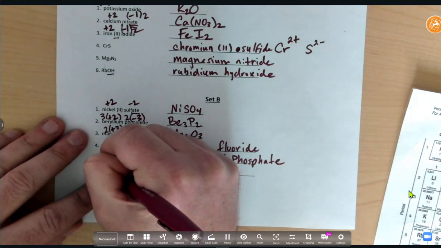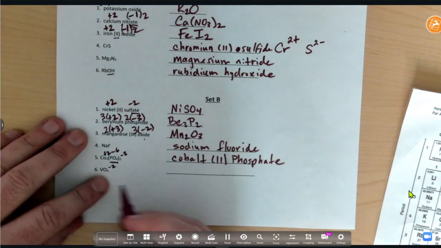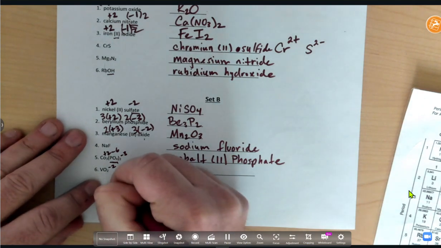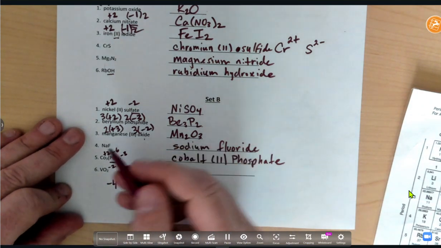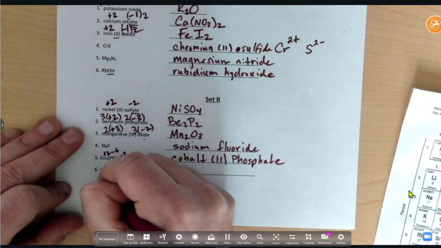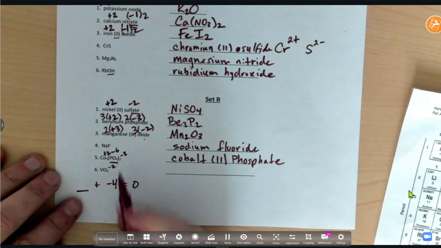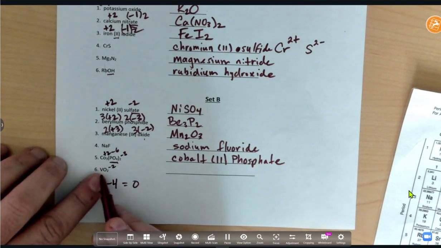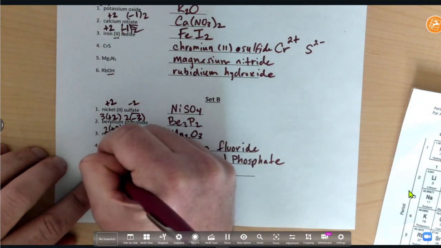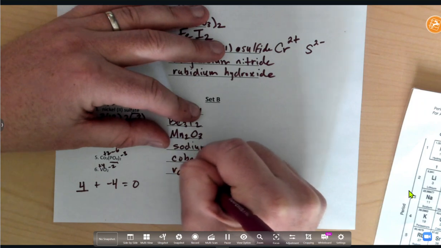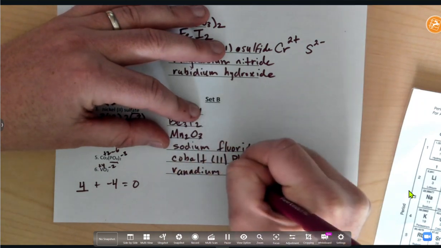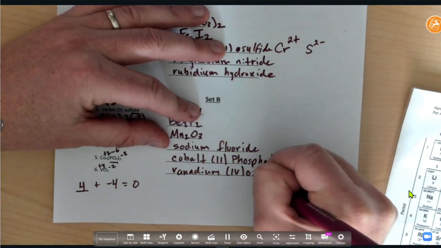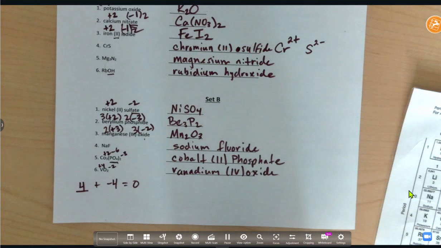So each oxide ion has a charge of -2, and there's 2 of them, so my total negative is -4. Remember, when I add the positive to the negative, it's got to add up to 0, which means the positive charge has to also be 4. Since there's only 1 vanadium, the whole thing will be +4. So this is vanadium 4 oxide.